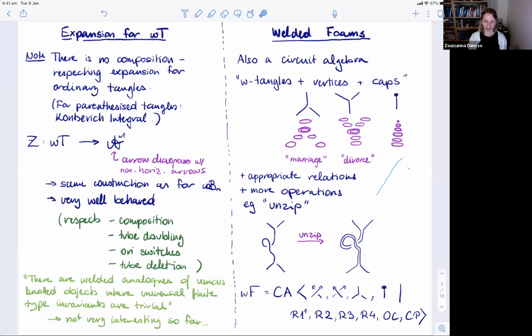Then there's a finite presentation of these creatures, which is again as a circuit algebra, except now there are more generators because we have to include vertices and caps, and there's a bunch more relations. There are a bunch more relations which describe how those new features interact with the old features and with each other.